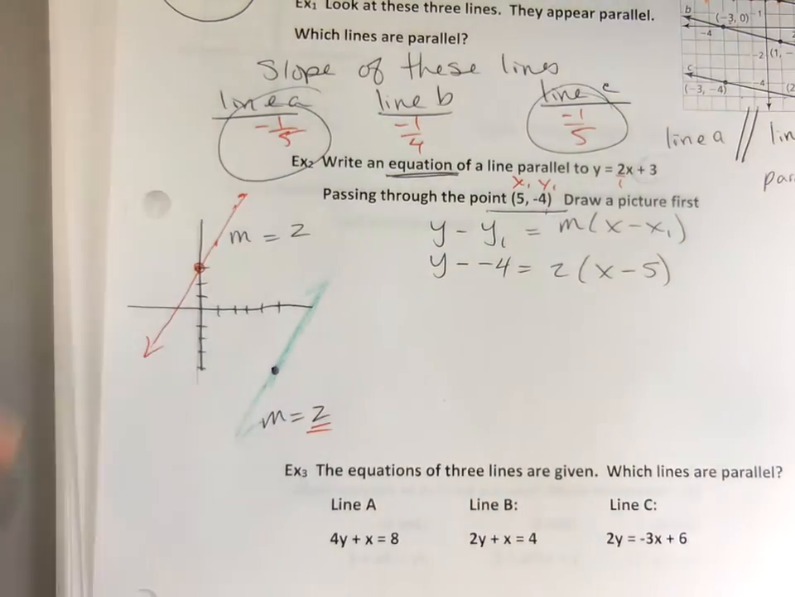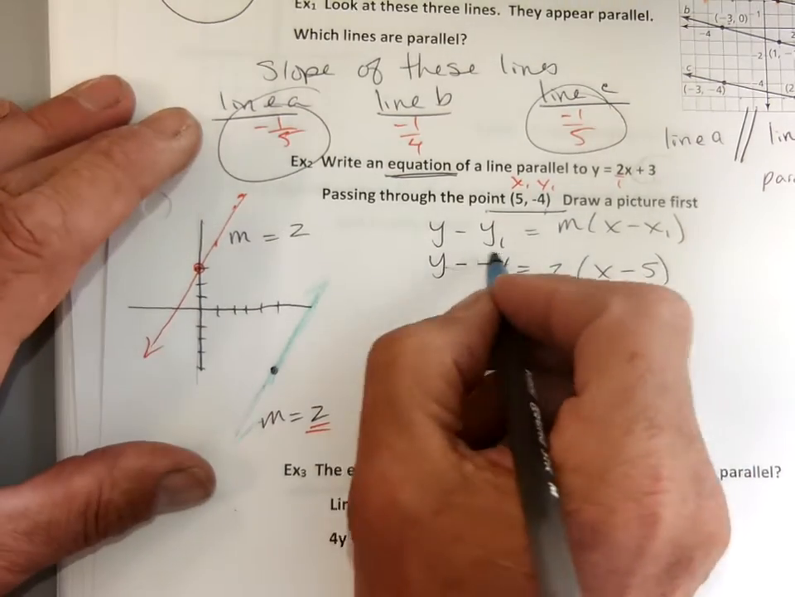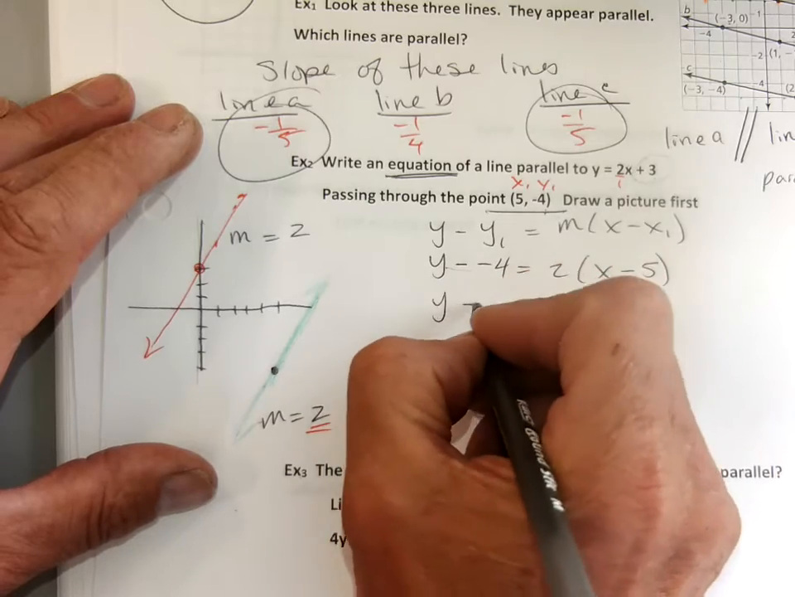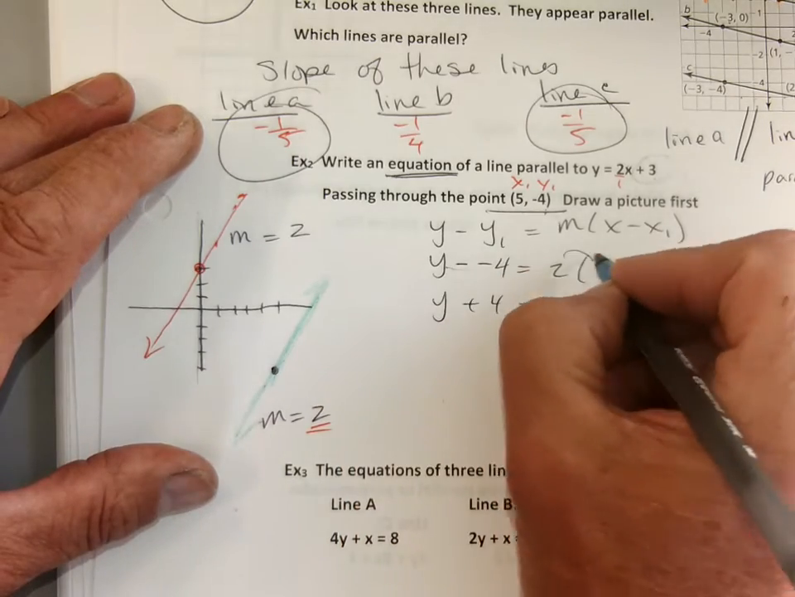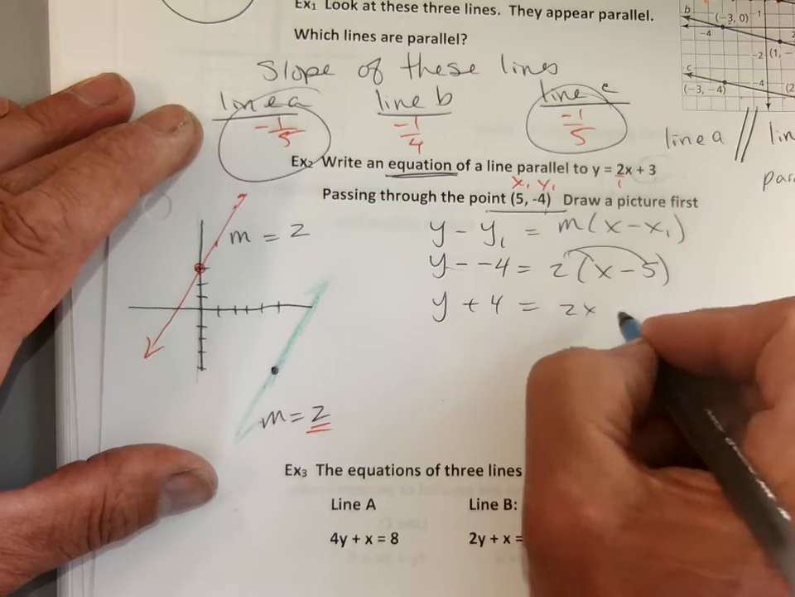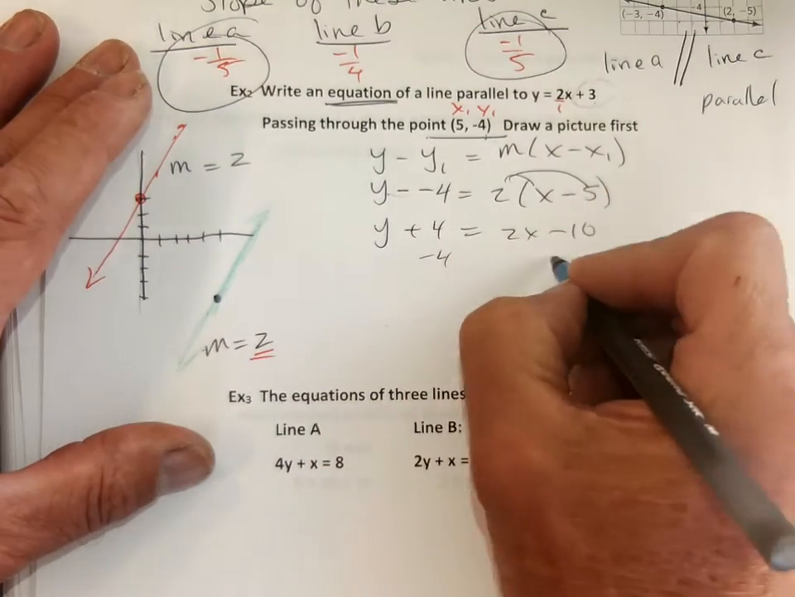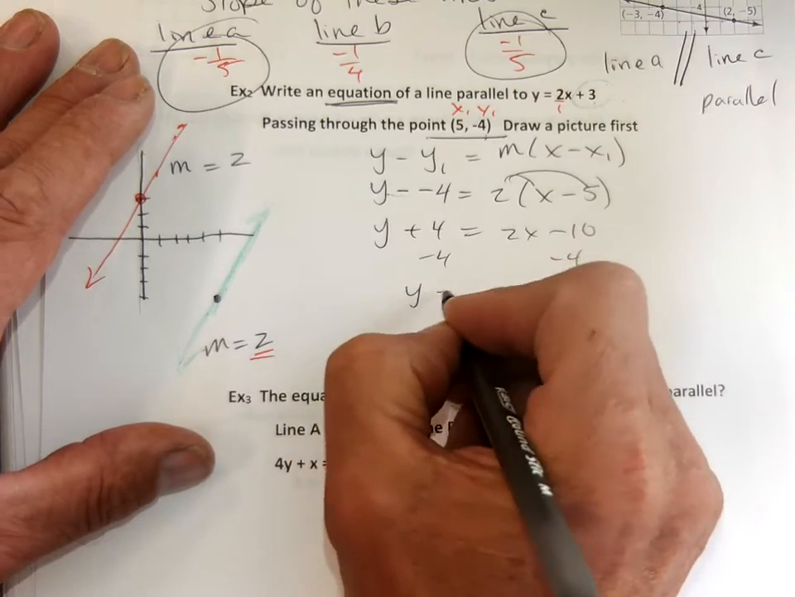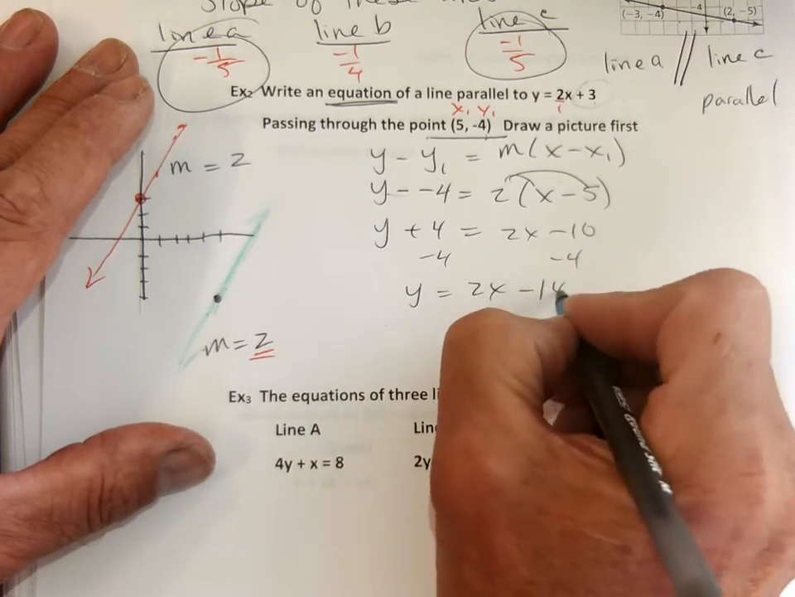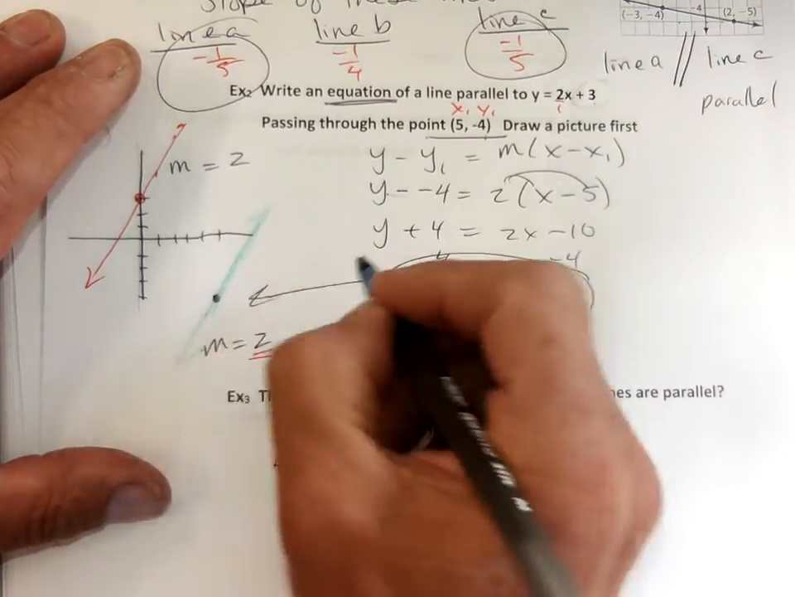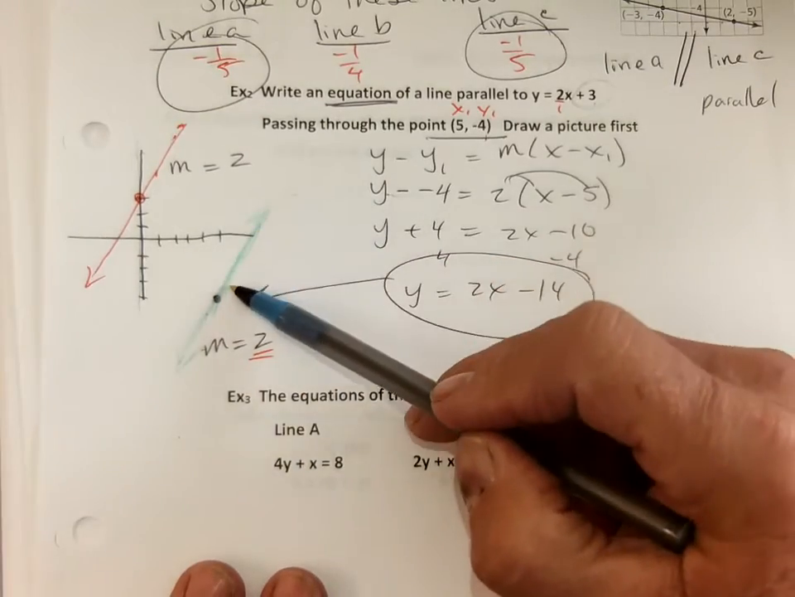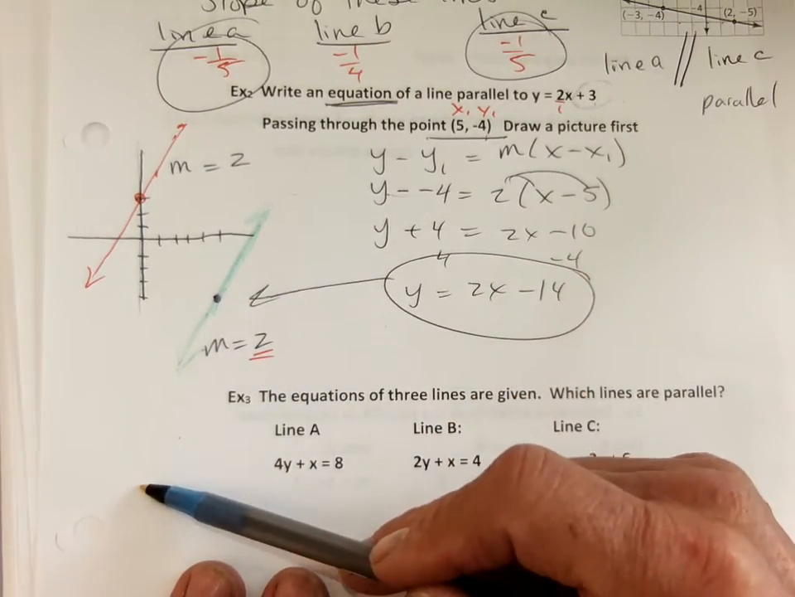Okay, I'm going to simplify this. I see my double negative, minus minus, so I'll go y plus 4 equals, and I'll distribute 2x minus 10, and then I'll go minus 4, I have y equals 2x minus 14. That's the equation of that line, which kind of makes sense because this seems to be going way down, and it's going to intersect down at negative 14.